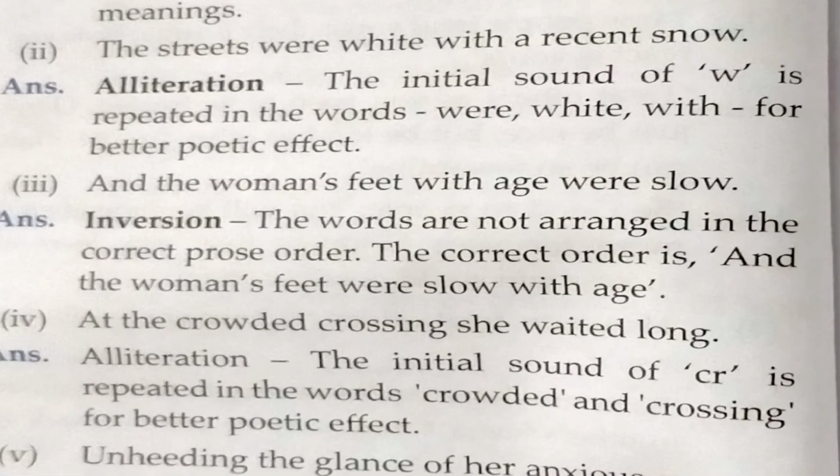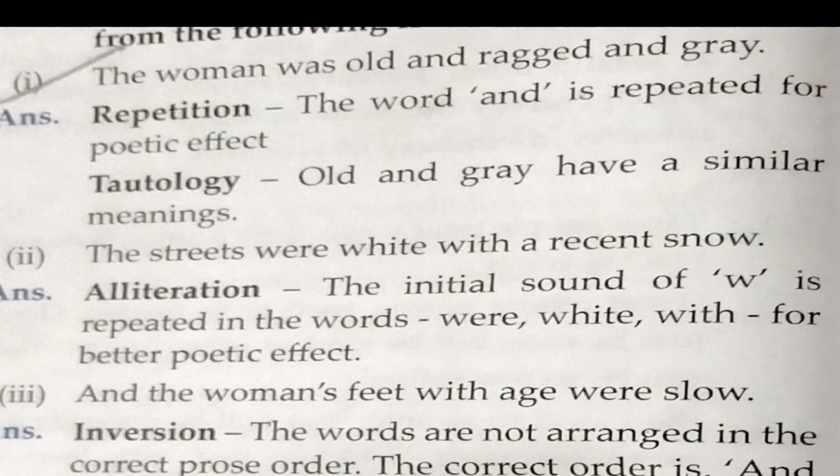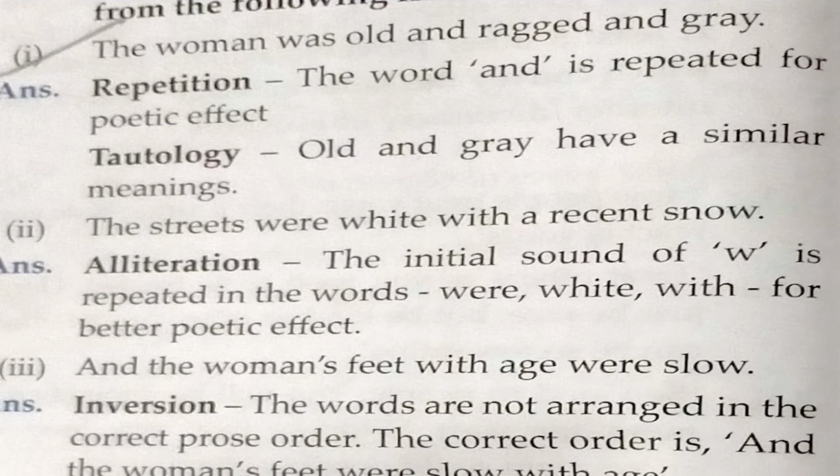So first is, the woman was old and ragged and grey. Here it is a repetition. The word 'and' is repeated for poetic effect. Then tautology. We have already learned what tautology is: the same meaning expressed with a different word. Old and grey have a similar meaning.